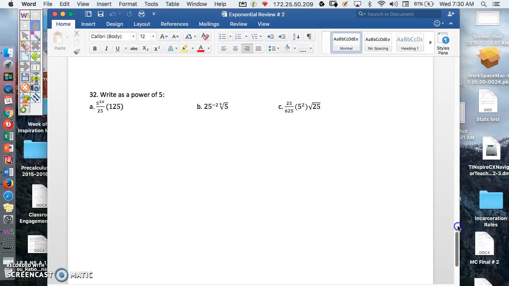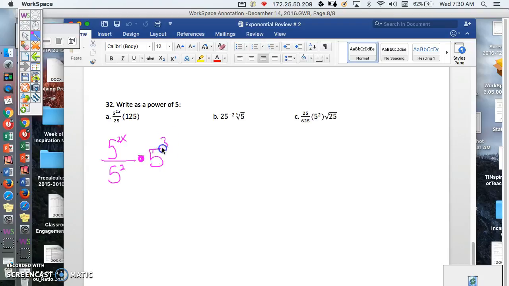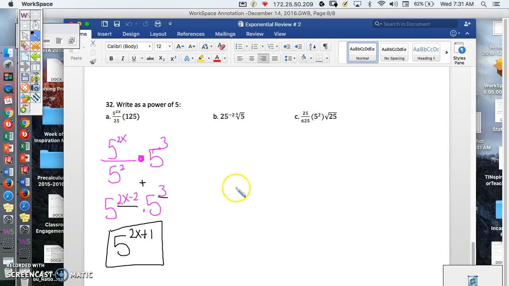And now these last ones here, it says write as a power of 5. So a single power of 5. So let's start, we got 5 to the 2x over 5 squared times 5 to the 3rd. Well, when there's division, we end up subtracting. So this is 5 to the 2x minus 2 times 5 cubed. And then when bases are the same, we add those. So 5 to the 2x plus 1. And it's a single power of 5.